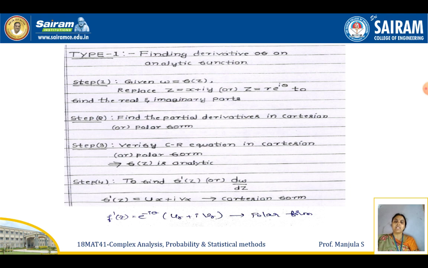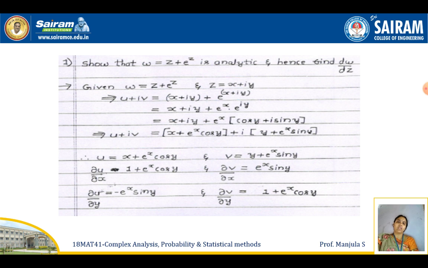Next, you just verify the CR equations in Cartesian form or else polar form. If CR equations are satisfied, we can give the conclusion that f of z is analytic. So in the next step, you just find f dash of z, that is dw by dz. The formula for f dash of z will be ux plus i into vx in Cartesian form. F dash of z equals e to the power minus i theta into ur plus i into vr in polar form. This is the formula we use to find the derivative in Cartesian form and also polar form. Now we'll do the problems based on this type 1.